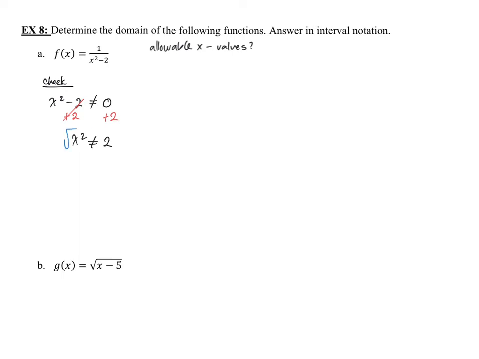Solving for x, square root both sides. Remember, we need to do plus or minus. Then x cannot equal plus or minus the root of 2, but x can be any other number. Let's answer in interval notation, so let's graph this to see. x can be any number except plus or minus root 2. We take those out of the number line, and any other number works just fine.